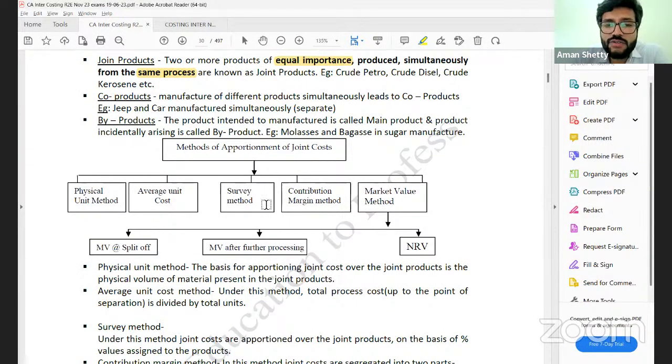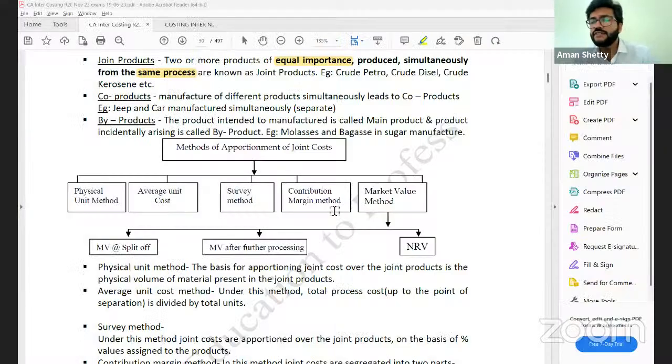First one, physical unit method. Yes, what is the assumption under physical unit method? That all are capable of being measured in the same units. Yes, either liters, kgs, whatever. All the products should be capable of being measured in the same units. Only then I can use physical unit method. Remember? Yes, that is my physical unit method. So I divide it by the total units and multiply it into the respective units. So total joint cost divided by total units into the respective product units. That is physical unit method.